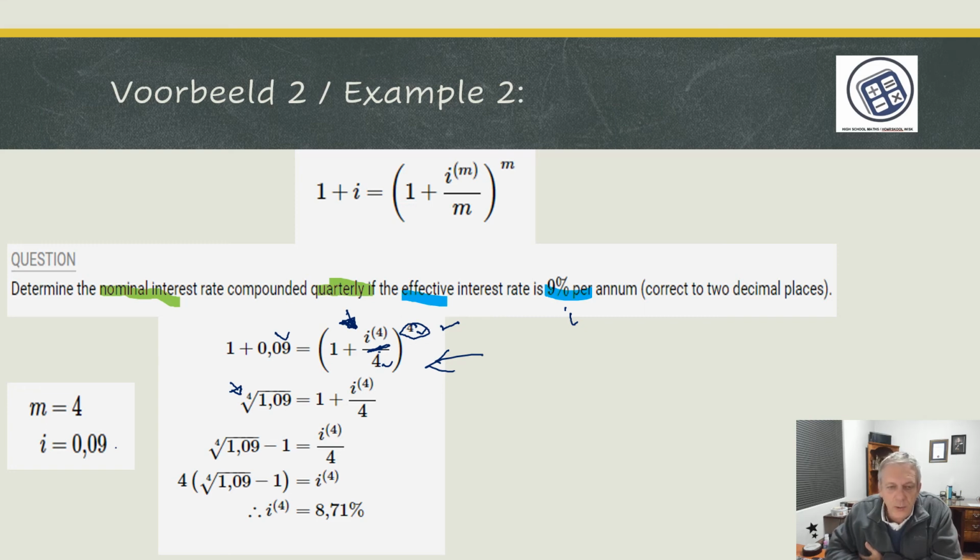Okay, and then when we do the 4th root, we will have basically the 1 plus I4 over 4 left here. We will take over the 1 to the other side, and then we will multiply by 4 so that we can get our I4 alone. So take over the 1 and then multiply by 4. And this will then give us our nominal rate. So the nominal rate here is 8.71% per quarter, meaning 4 times a year.